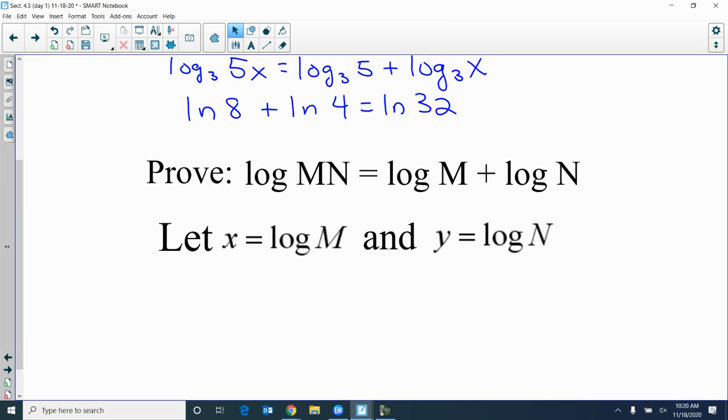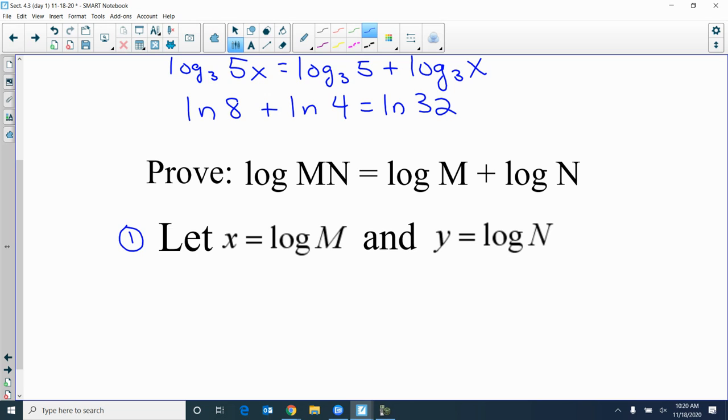Theoretically, we need to prove it in any base, but we're just going to do it in base 10 and make our life slightly easier. All right, first step. Let x equal log of m and let y equal log of n. There will be 6 steps, and you need to have each one of them down. So that is your first step.